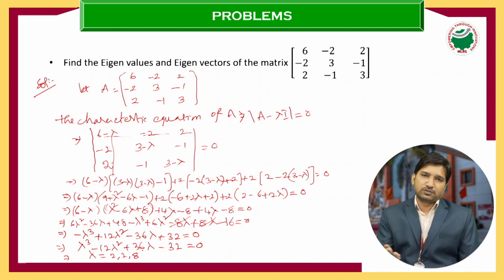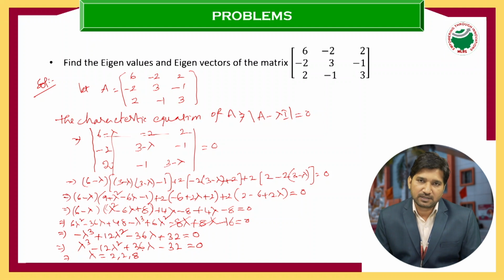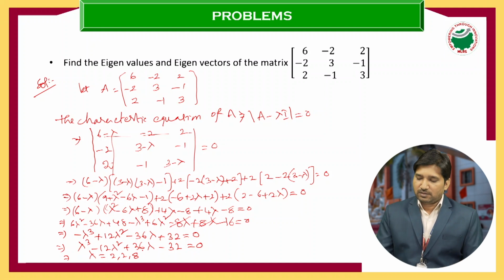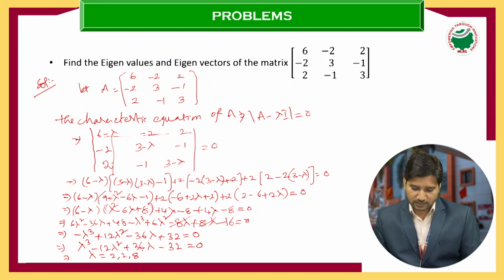You can use any synthetic division method or a scientific calculator. We can easily find the roots of the given cubic equation, that is 2, 2, 8. These are the eigenvalues of the given matrix. Here 2 is repeated, so there are repeated eigenvalues. Now, how do we find the eigenvectors for the repeated eigenvalues? Let's do it.